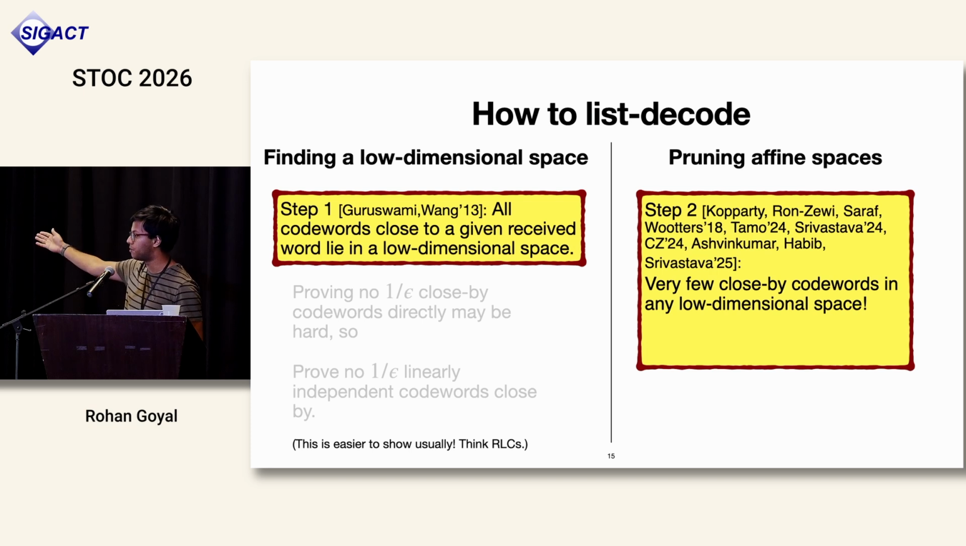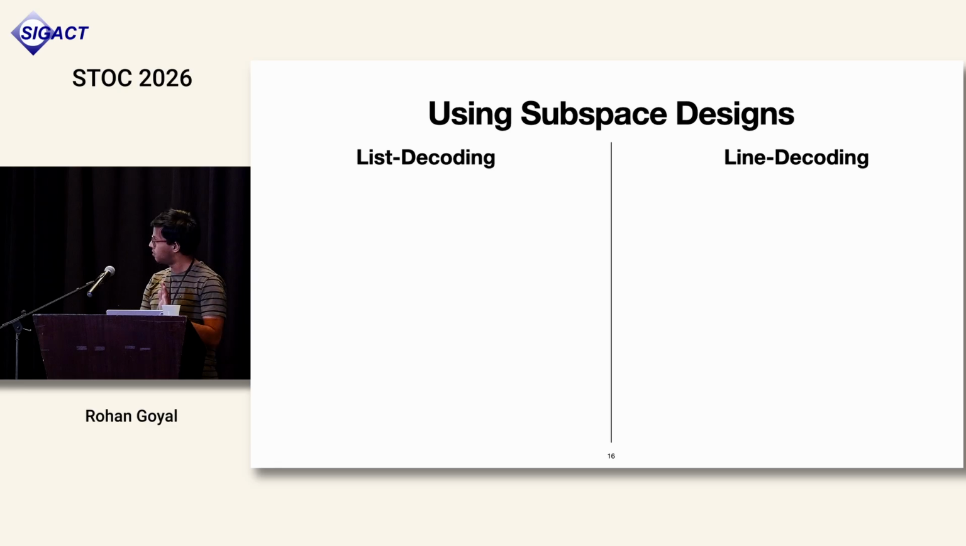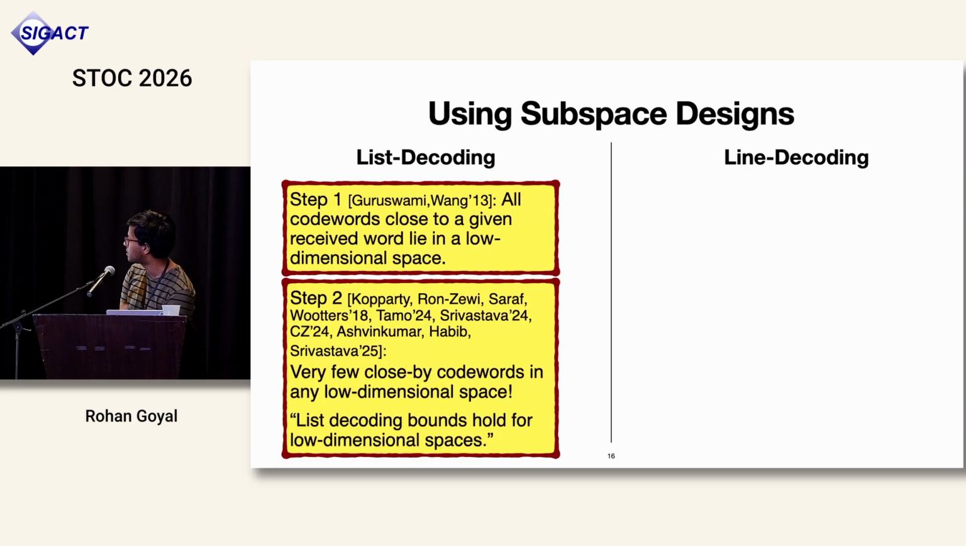And that is by Guruswami, Kopparty, Ron-Zewi, Sudan, and Wootters, and Tamo. And then there are strengthenings for these subspace design codes that have been referred to, like Folded Reed-Solomon and multiplicity codes and so on. So this says that list decoding bounds hold for low dimensional spaces. So we follow the same template. We follow Guruswami and Wang, and these are the two steps.